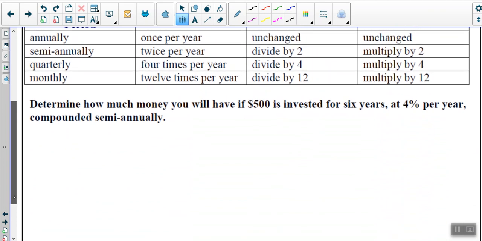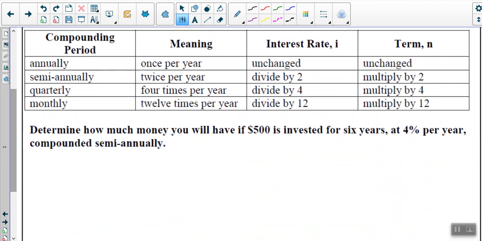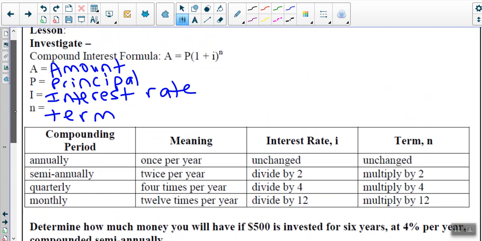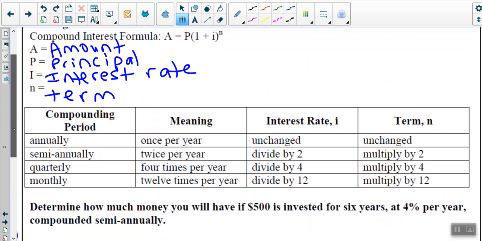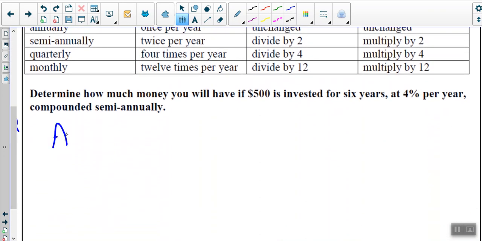So let's see how this works. Just recopy my formula here. So you're going to copy down your A equals P(1 plus i) to the power of n.